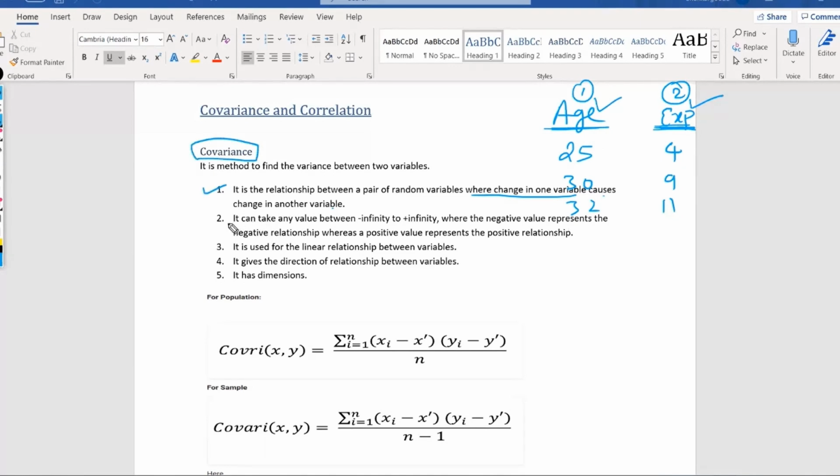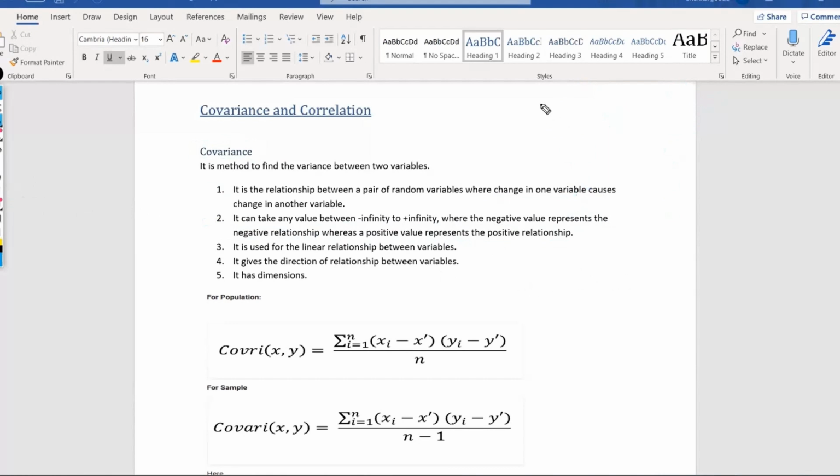And the second point: it can take any values between minus infinity to plus infinity. It can fall anywhere, doesn't matter. Where a negative value represents a negative relationship, whereas a positive value represents a positive relationship. What does this mean? Let's take one more example.